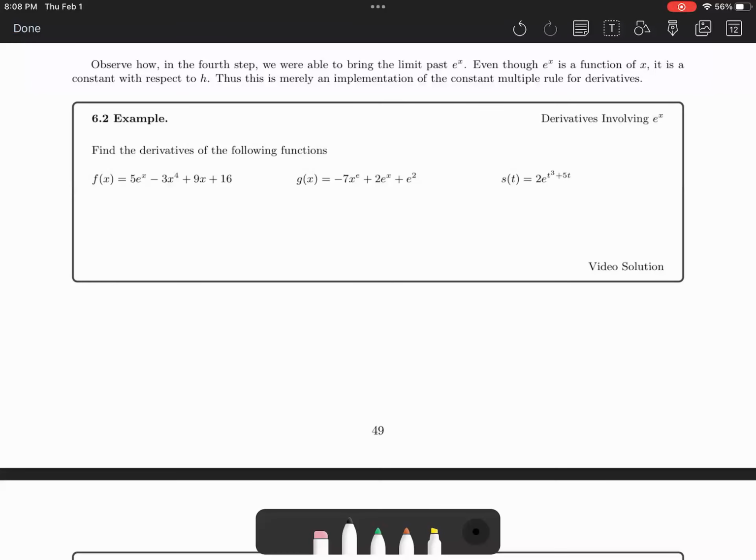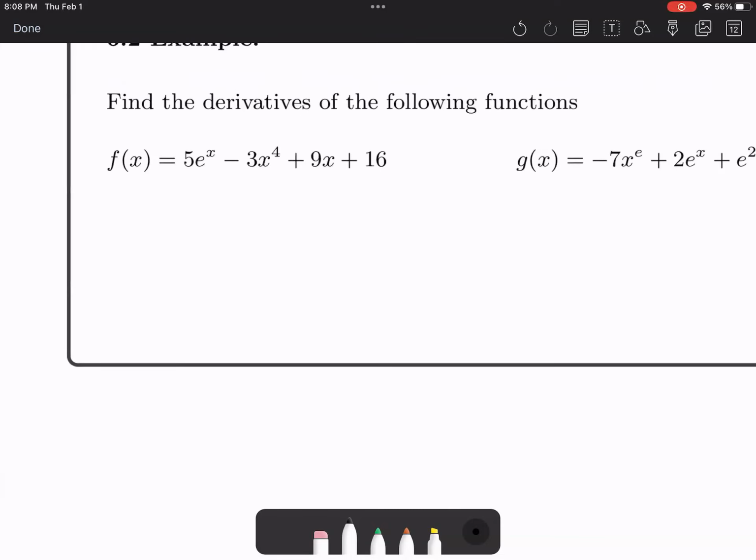Let's find some derivatives that involve the exponential function e to the x. All right, if f of x is this function here, then the derivative f prime of x in Newton's notation will be 5 times e to the x, because the derivative of e to the x with respect to x is just itself, e to the x.